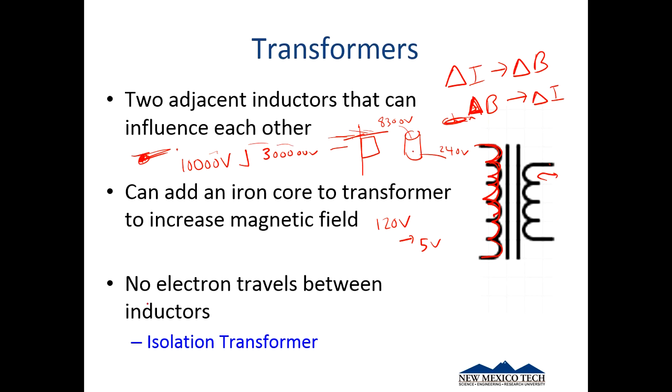The most important part, though, of a transformer is this part right here that I've managed to cross out instead of circle. And that is that no electron travels between these two things. So any electron that exists over on this side never makes it over here. And that leads us to build this thing called an isolation transformer. When I talk about noise and some other things coming up in a couple of weeks, I will talk about isolation and why that's important in your instrumentation system.